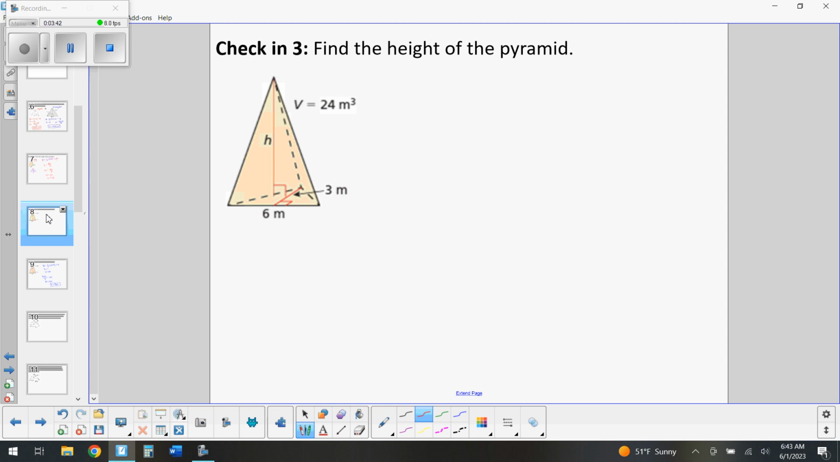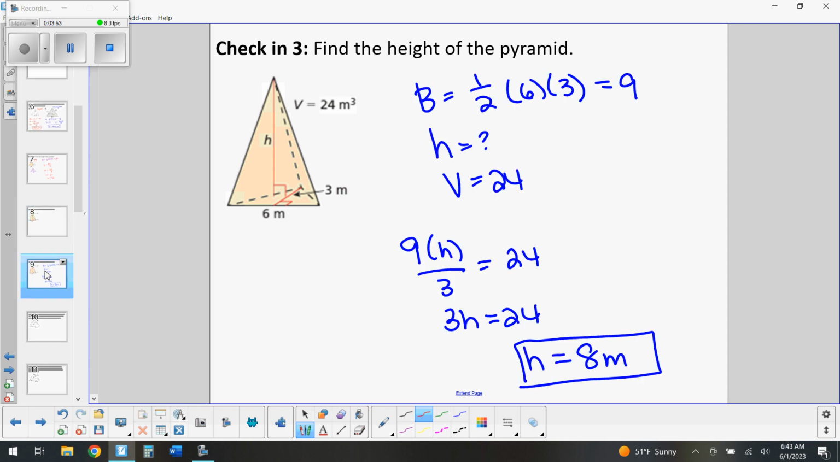So you go ahead and try this one. Pause. When you're ready to see the answer, hit play. All right, so for this one, we get a height of 8 meters.